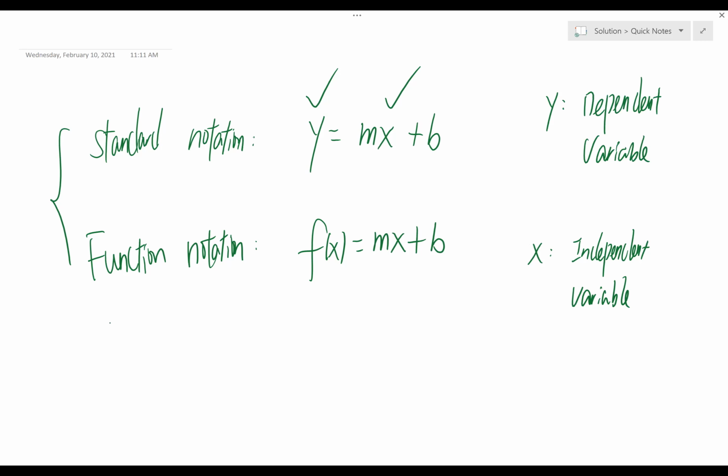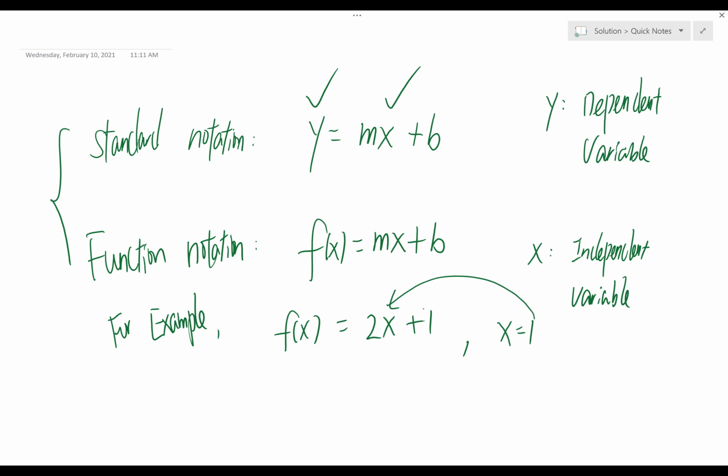So for example, let's say we have an actual function. Let's say f of x equal 2x plus 1, right? So using the function notation, anytime you pick an x value, let's say x equal to 1, then you're going to get a corresponding y value here. So in terms of function notation, you could do f of 1, because x becomes 1 now. So f of 1 equal to 2 times 1 plus 1. So that's why f of 1 equal to 3.